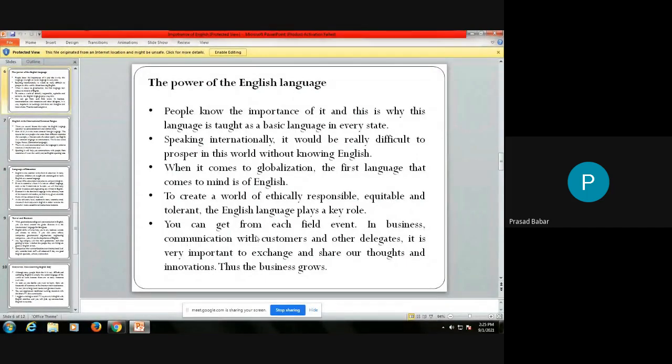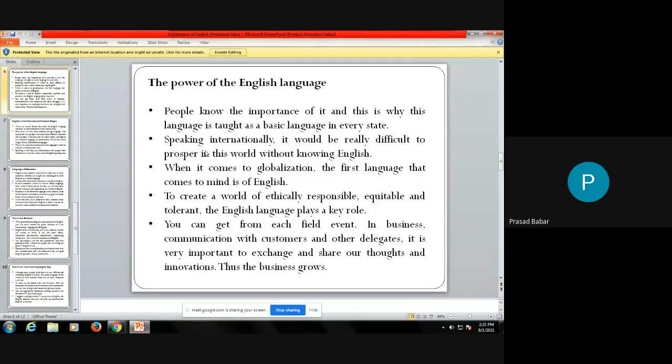समजा आपण एखाद्या फॉरेन टूरवर गेलोय, अमेरिका टूरवर, किंवा युरोप टूरवर, किंवा सिंगापूरकडे गेलोय, तर जर आपल्याला इंग्लिश लँग्वेजचं नॉलेज नसेल, if we don't have the knowledge of English language, then how will we communicate with those American people or European people? No, we can't communicate with them. We can't tell them what we want, or what I want to tell you. So that is why it is very difficult to prosper in this world without knowing English.